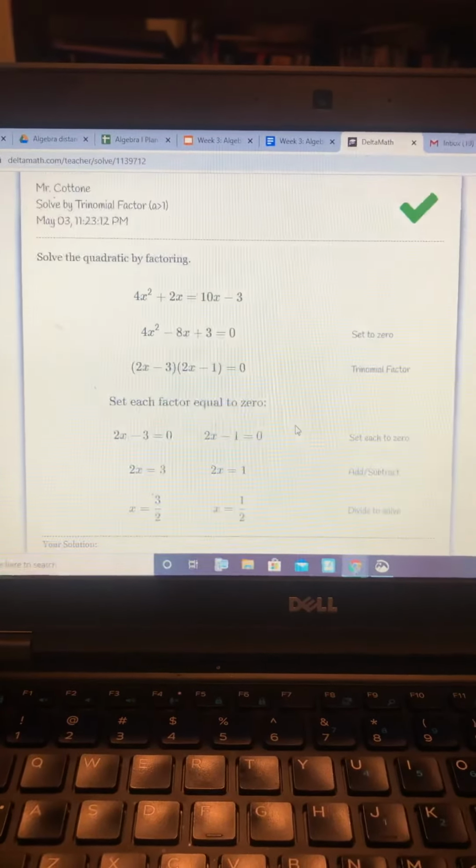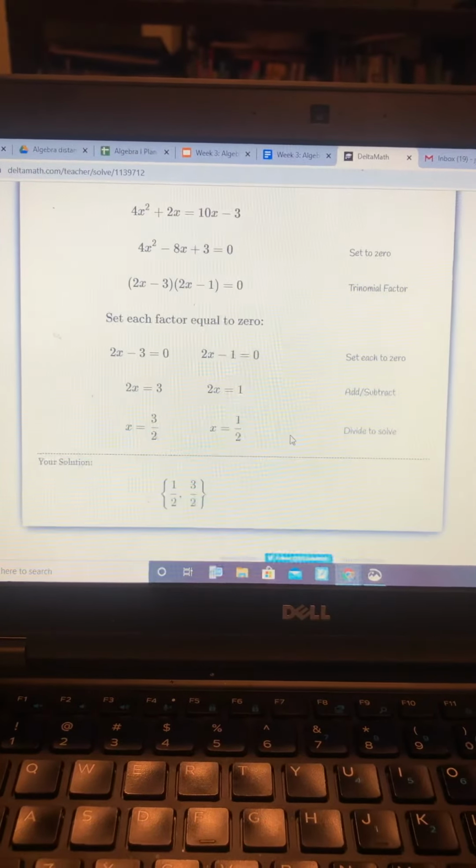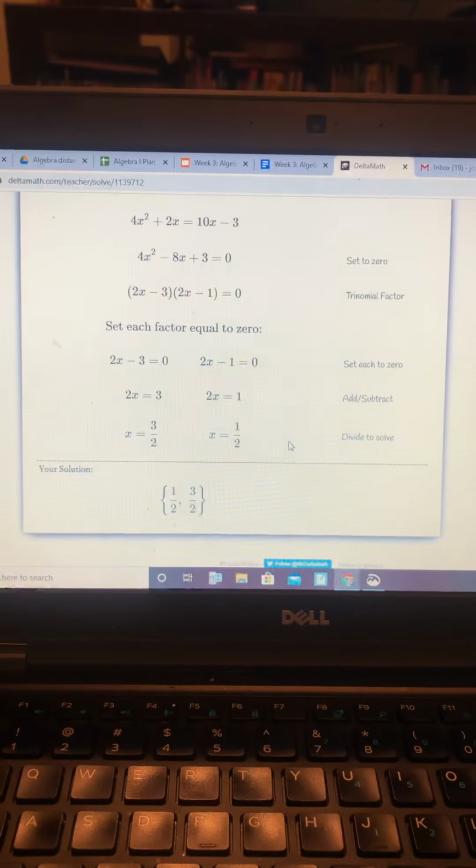And you can see their work similar to ours: standard form, factor, set each piece of the factoring equal to 0, and solve.